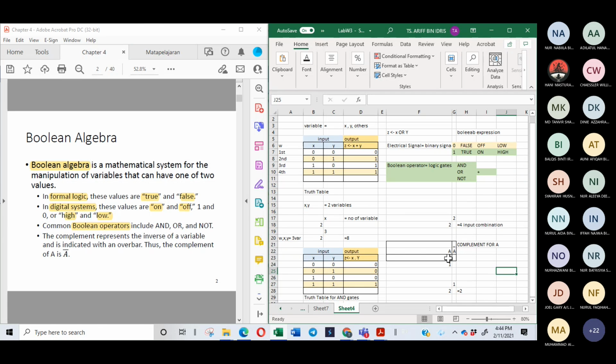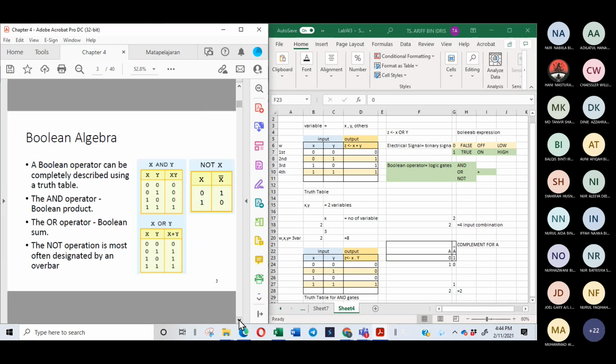What is the complement for 0? What is the answer for A bar? 1. What about if the input is 1, what is the output, or the complement for 1? 0. Excellent. So this is what we call the complement, which you have done in the two's complement. You have done the first complement operation. Clear? So this is the example that we have done earlier.